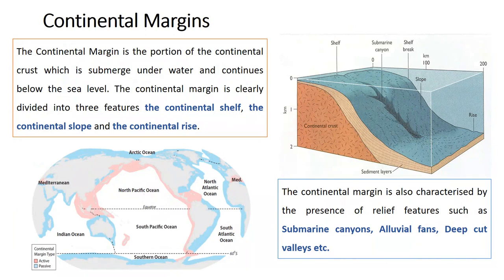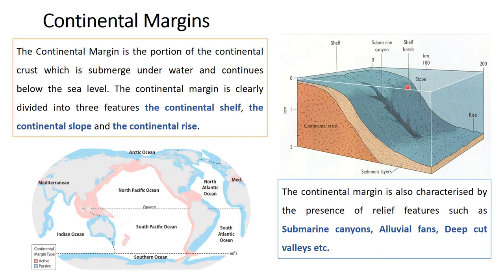In this slide, we will look into the continental margin. So we have here, continental margin is the portion of the continental crust which is submerged underwater and continues below the sea level. The continental margin is clearly divided into three features, which we will discuss in the next slide. So the continental margin is also characterized by the presence of relief features such as submarine canyons, then alluvial fans, deep-cut valleys.